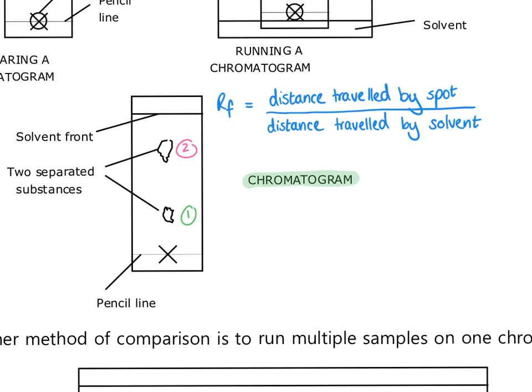If you were just asked to work it out, what you're thinking of is spot divided by solvent, and you need to remember that it should always be less than 1, and it will have no units, as we will see below. So let's calculate our RF value for spot 1 and for spot 2.